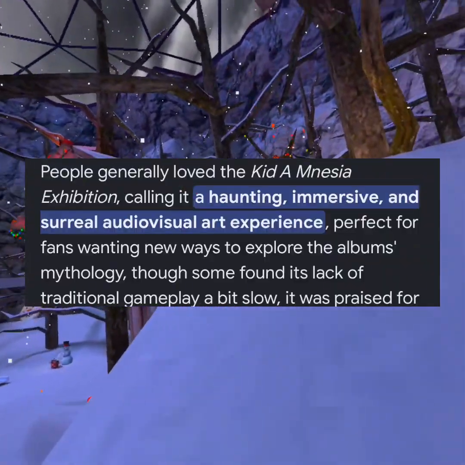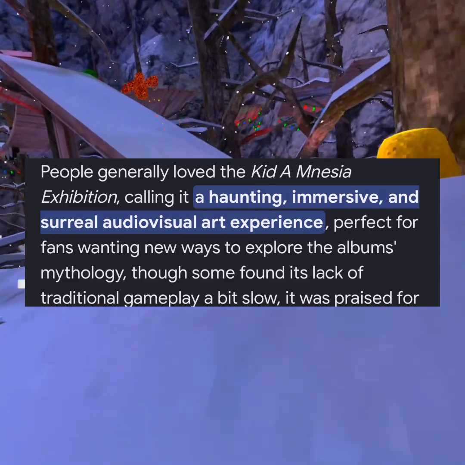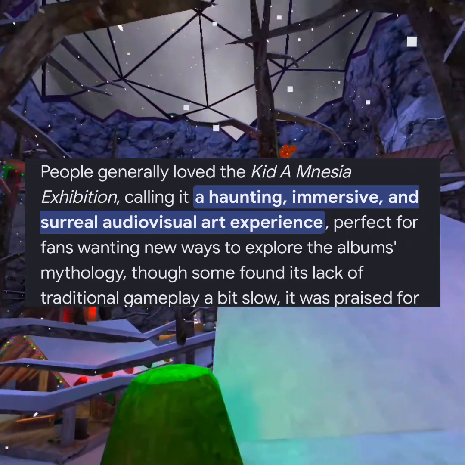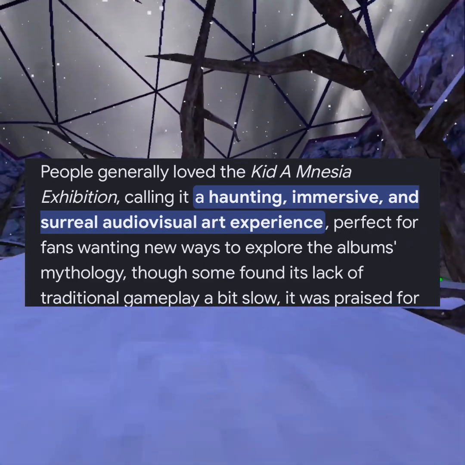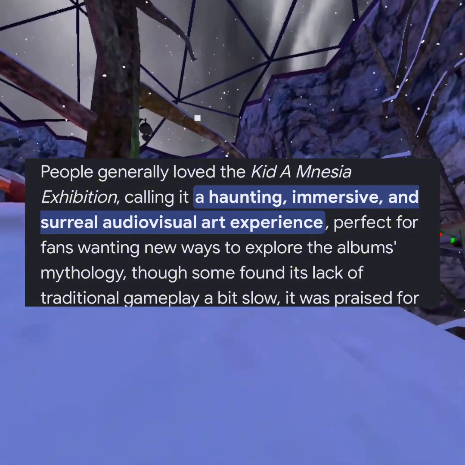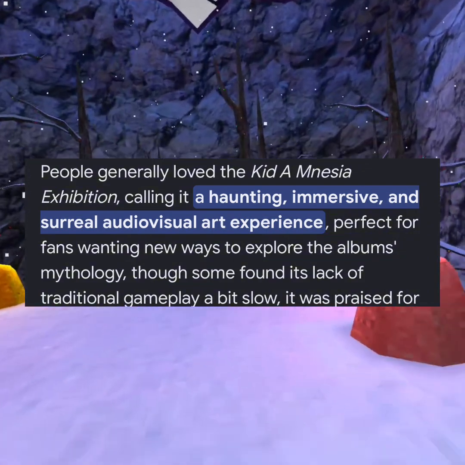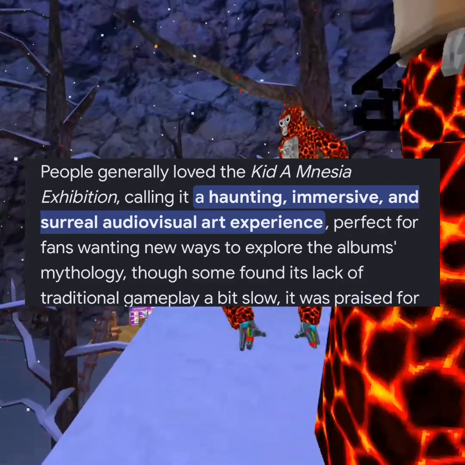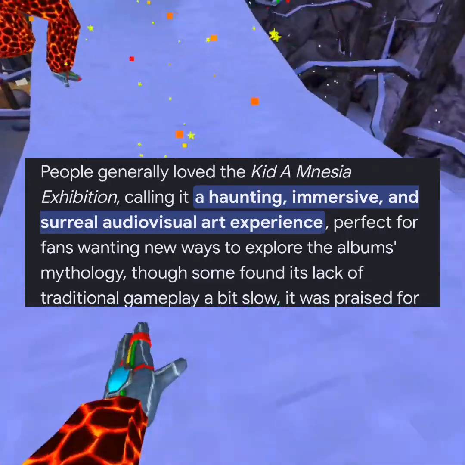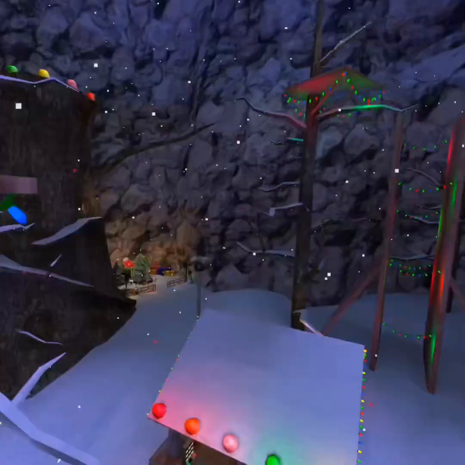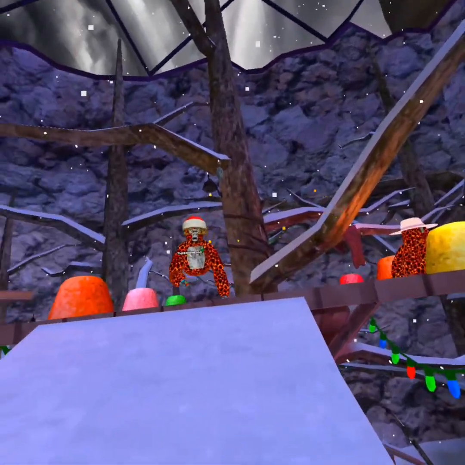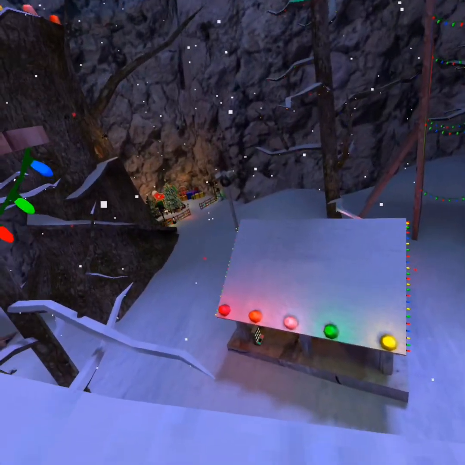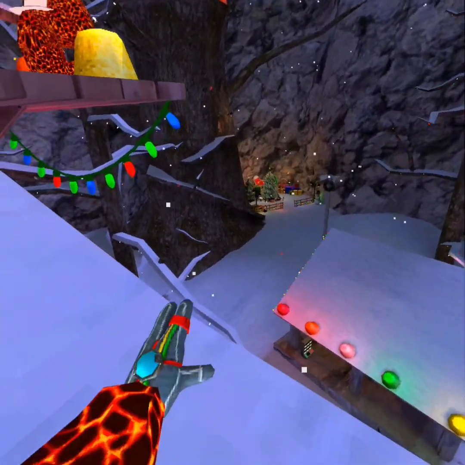People generally loved the Kid A Amnesia exhibition, calling it a haunted, immersive, and surreal audiovisual art experience. Perfect for fans wanting new ways to explore the album's mythology. I agree, though some found its lack of traditional gameplay a bit slow. I see where the people who don't really like the game are coming from. It is pretty darn slow and progressive, but that's what's so good about it, in my opinion.